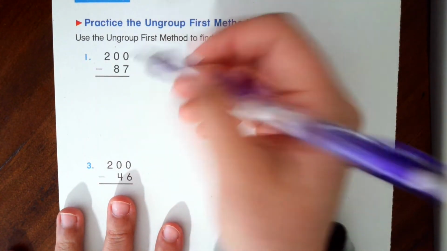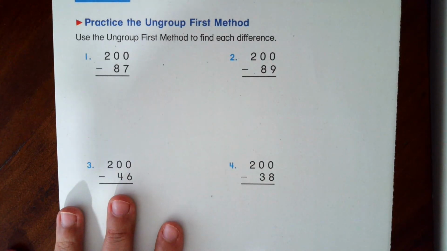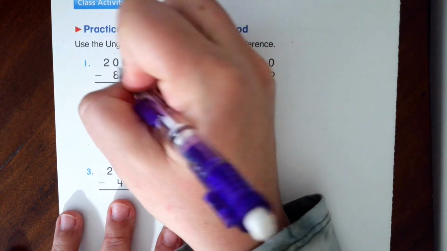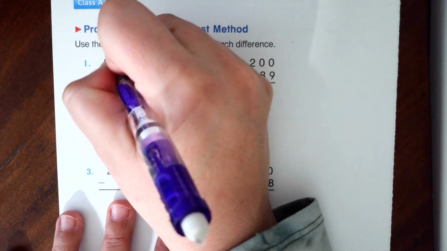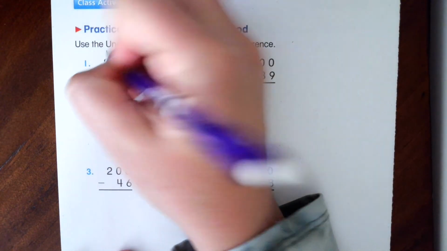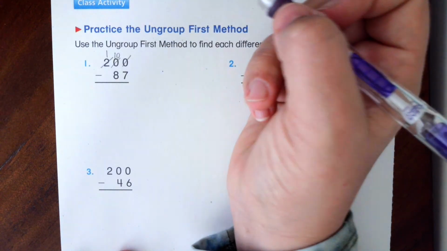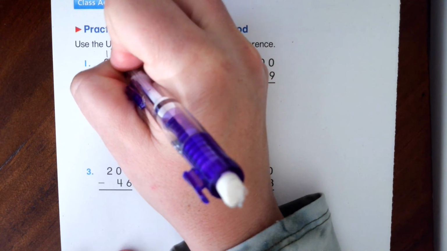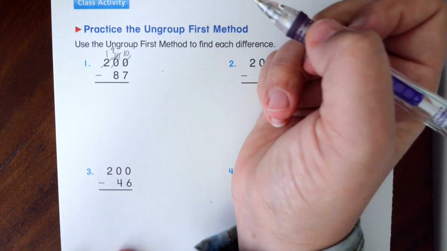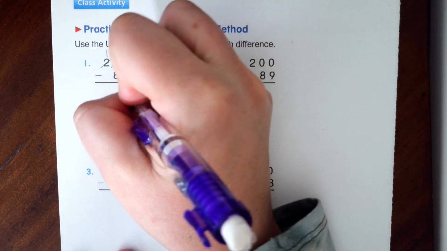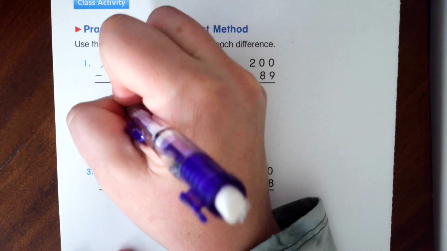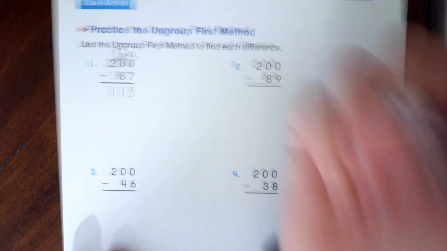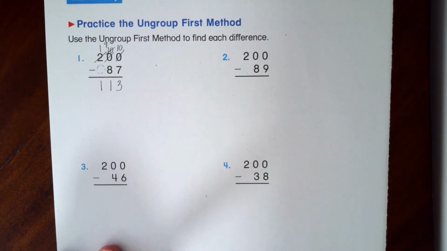Can I do 0 take away 7? I still want you asking the question. You need to get in that habit. So 0 take away 7? Nope. Can I ungroup a 0? Nope. Nobody's home. So I go to my 2. I cross off the 2, change it to a 1, and bring back 10. You got to write really small on this one. Cross off the 10, change it to a 9, and bring back 10. 10 minus 7 is 3. 9 minus 8 is 1. 1 minus an imaginary 0 is 1. So we get an answer of 113.